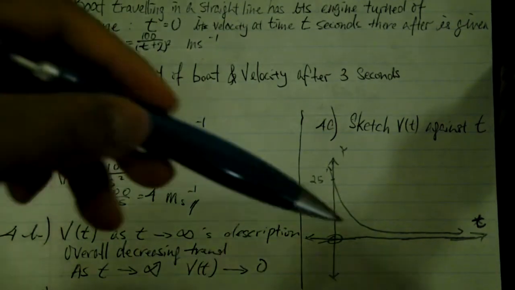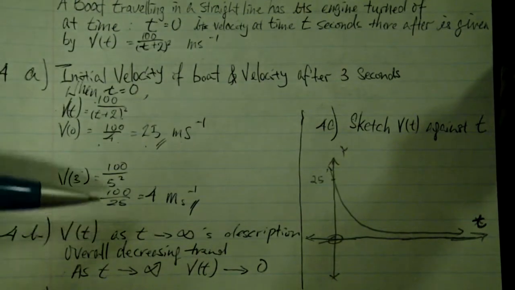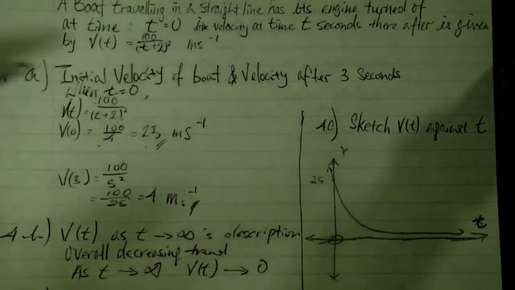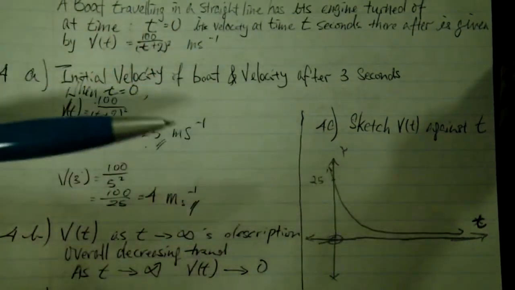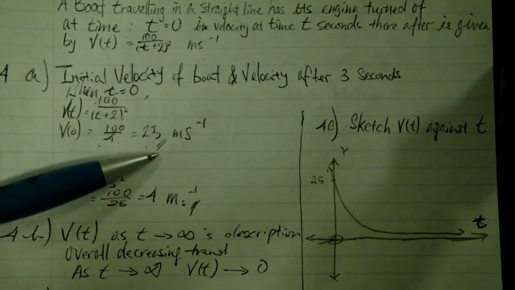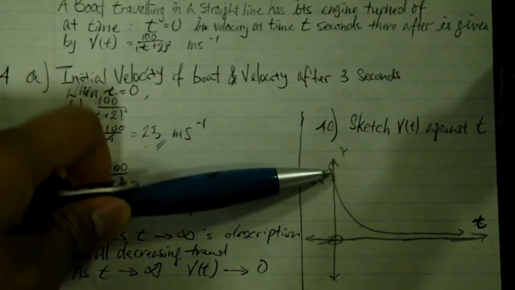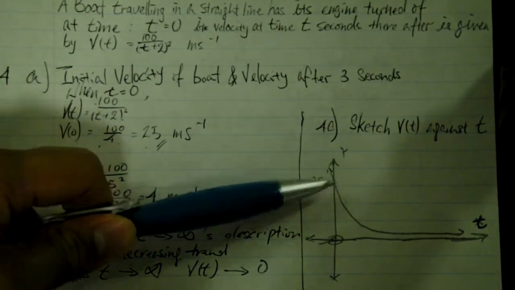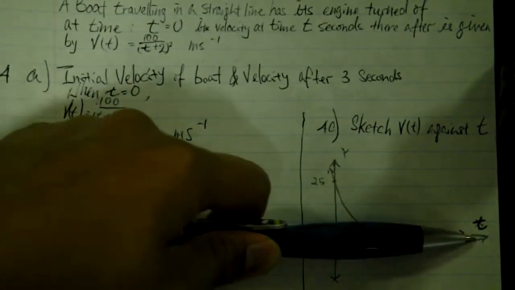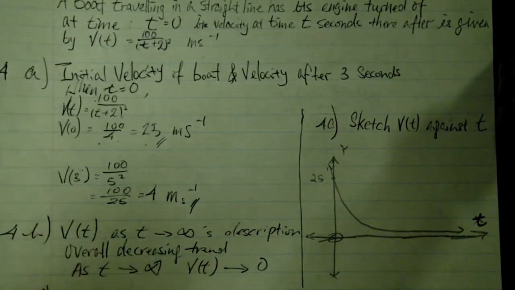Without even graphing, you can see that there's an overall decreasing trend. So basically, you know that it's going downwards. And given that the initial velocity is 25 meters per second, you know that when t equals 0, which is on the y-axis, it's 25. Going down, approaching infinity, hence it's near 0.